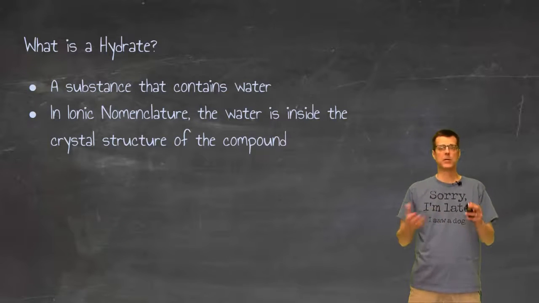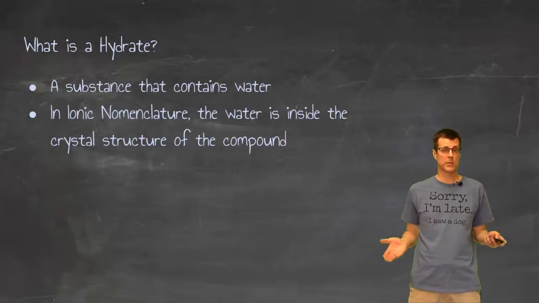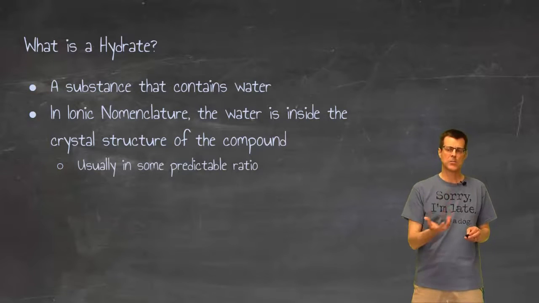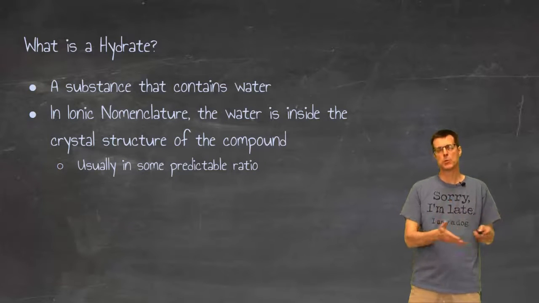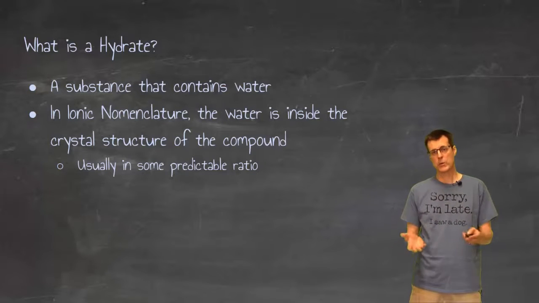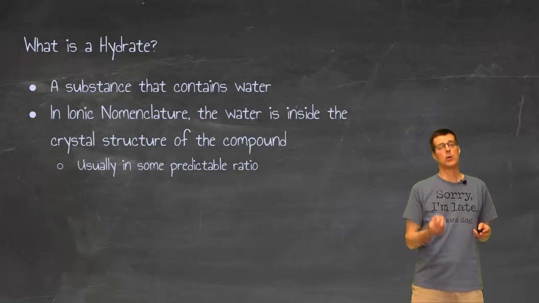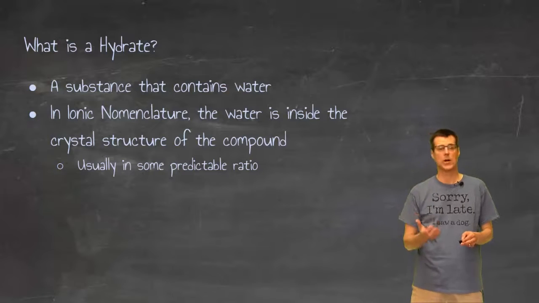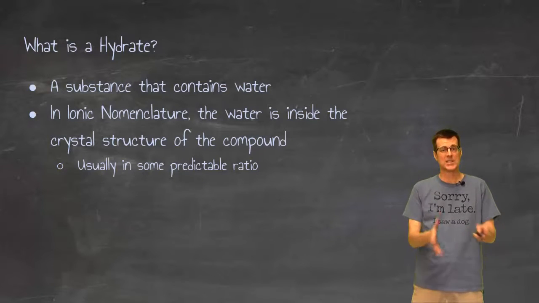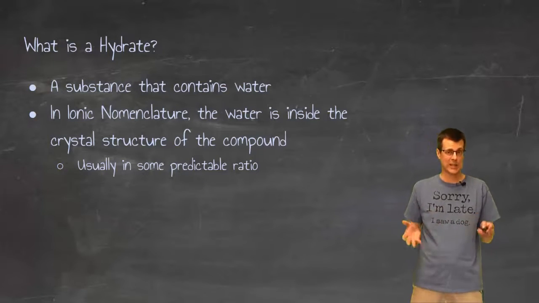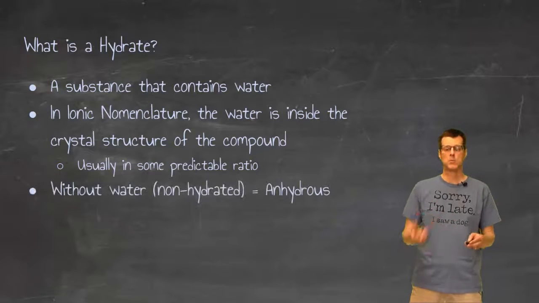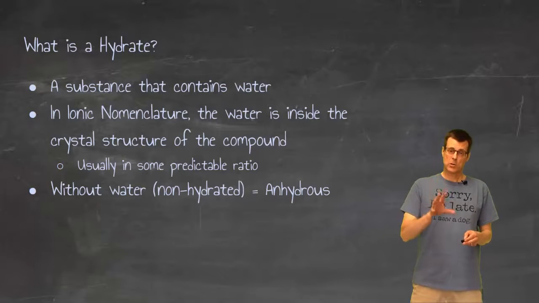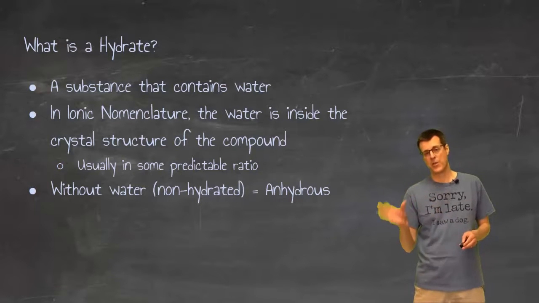It's not that it's there against its will or anything else like that. The water typically moves in there all by itself. And it's also often in some sort of measurable or predictable ratio. In other words, I can know that this crystal structure has X amount of water, and that's kind of the job with nomenclature of hydrates, identifying how much water is in the crystal structure with each molecule or each particle of the compound. In terms of the terminology, if the water is there, we call it a hydrate.